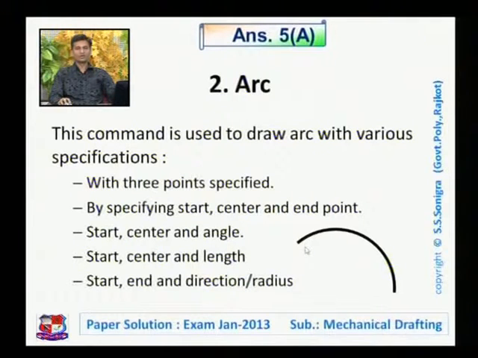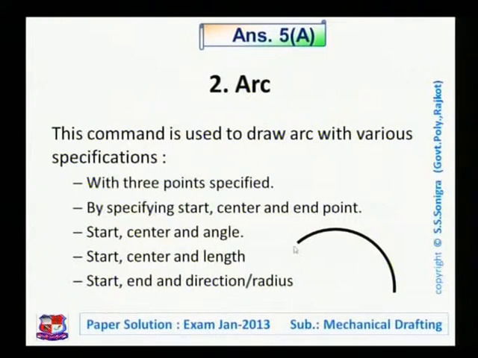Then another option to draw an arc is start point, end point and direction or radius. So this is the start point, this is the end point, the direction may be in this direction and the radius would be this. Either option could be used to draw an arc.